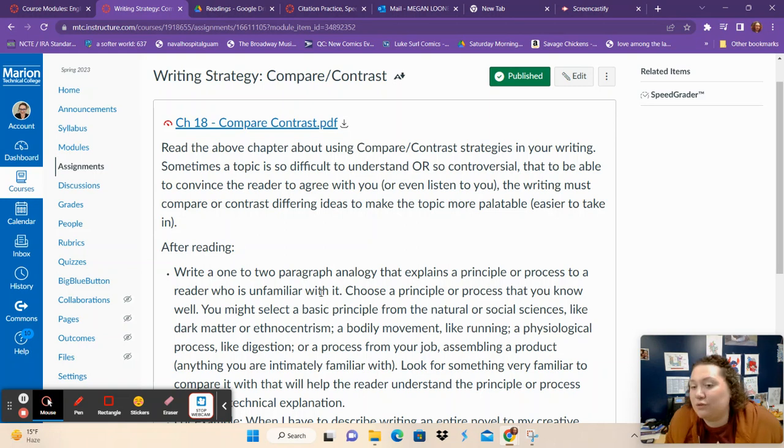Or even if you've got a controversial topic and you want people to understand why this topic is important or to understand your side of it, you might have to make an analogy or a compare contrast so the opposition can see it from your perspective. So compare contrast are really great strategies to include in your writing.